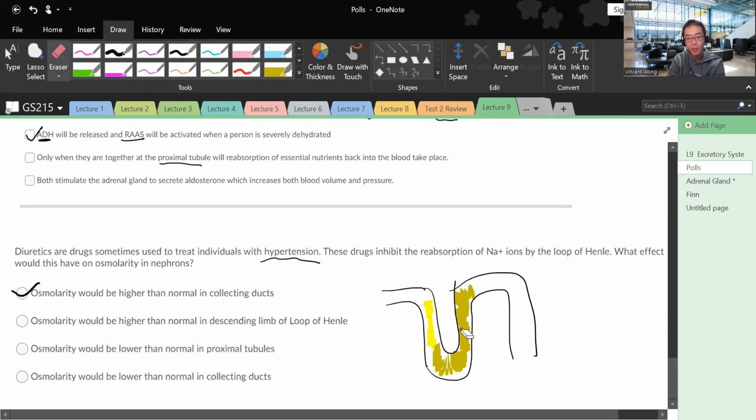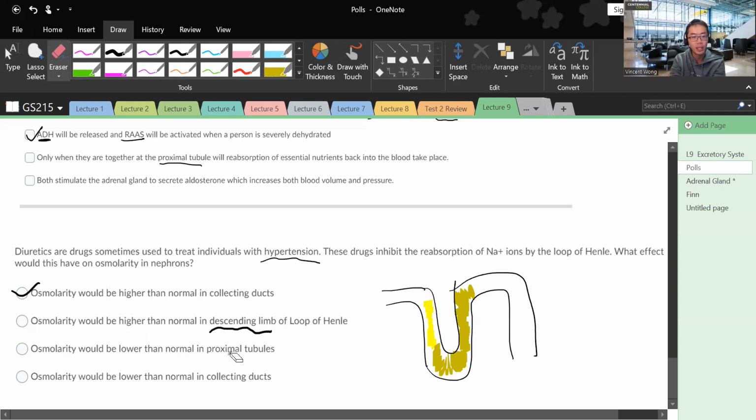Because now we are blocking all the absorption of NaCl, we will be causing the concentration to not get diluted as it goes up, and so that would be the answer. Osmolarity would be higher than normal in the descending limb. This has nothing to do with the descending limb. In the descending limb, it is only water that's being absorbed. So if you're blocking the reabsorption of Na+, it will not affect the descending limb.